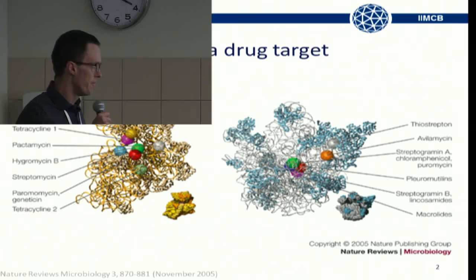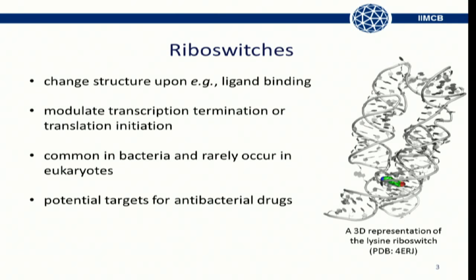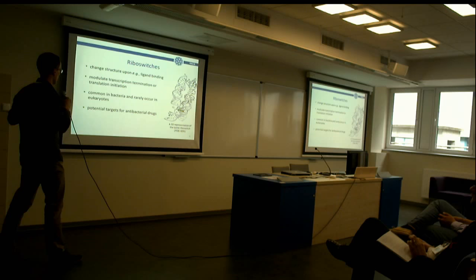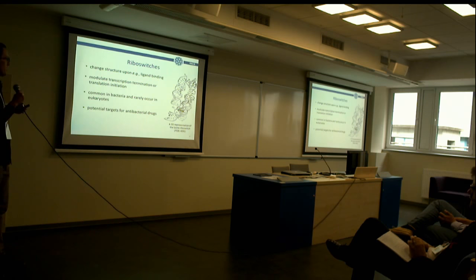targets for new drugs. One of them are bacterial riboswitches, which are regulatory segments of mRNA which can bind small molecules, and as a response to the changing concentration of small molecule ligands, they can change the structure, and this way modulate the transcription and translation process. And the very important fact here is that these riboswitches are common in bacteria and rarely occur in eukaryotes. And this fact makes them a very interesting target for potentially antibacterial compounds.